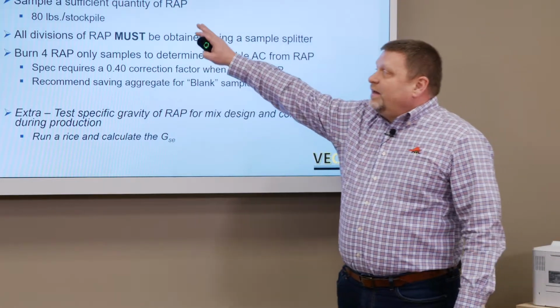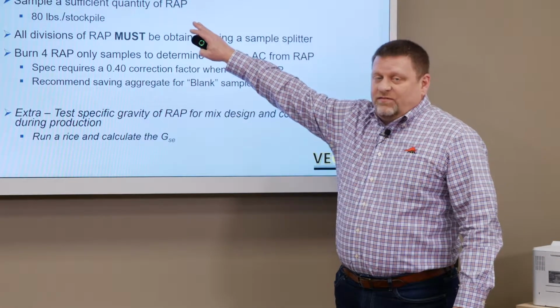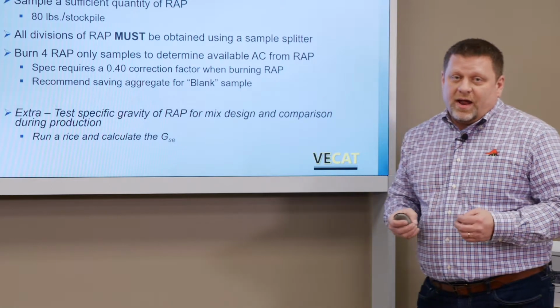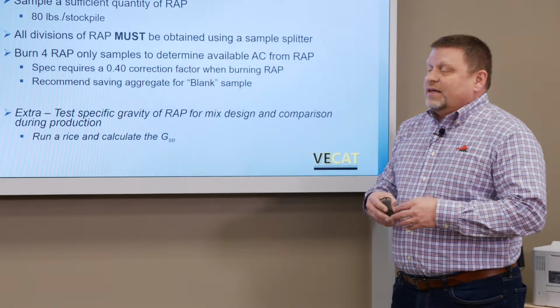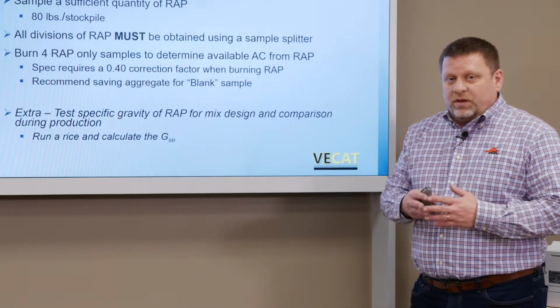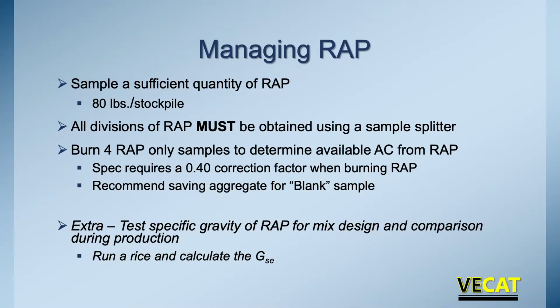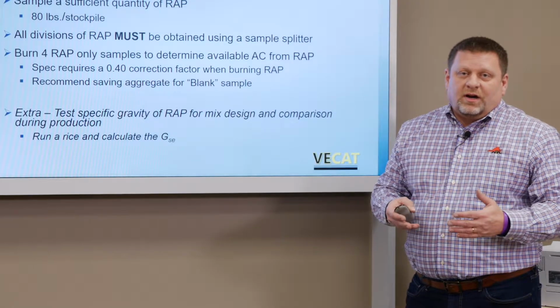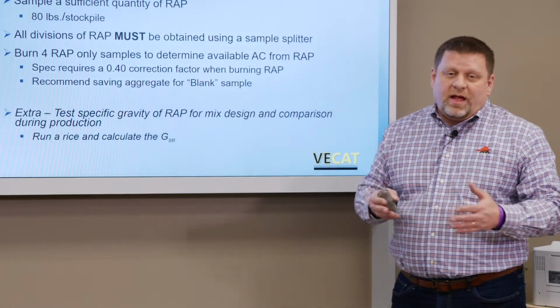But I need to get a couple bags at least of wrap, and I need to oven dry the wrap. It needs to be to a constant weight, so that nothing changes while I'm working through this process. As I was saying before, all wrap must be divided using a sample splitter. We all have sample splitters in our lab. I don't have a picture up here, but we all have them.